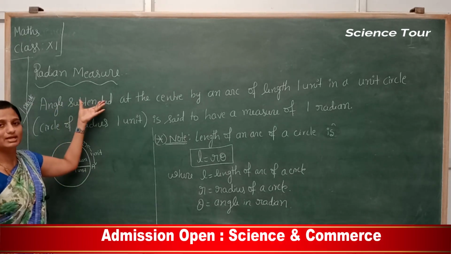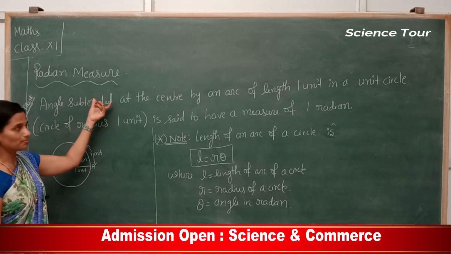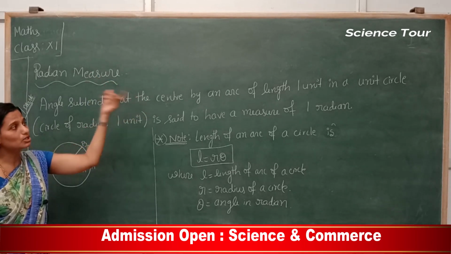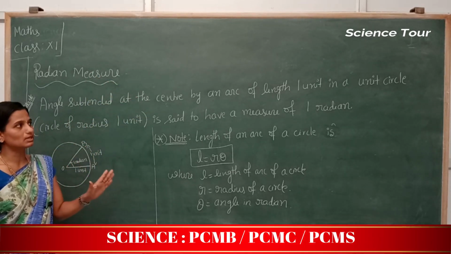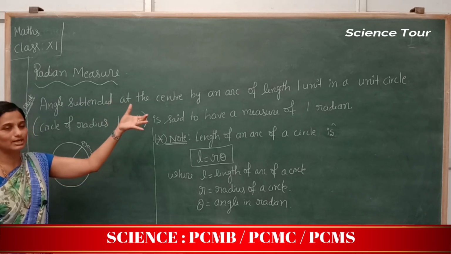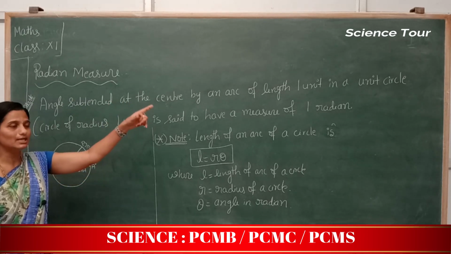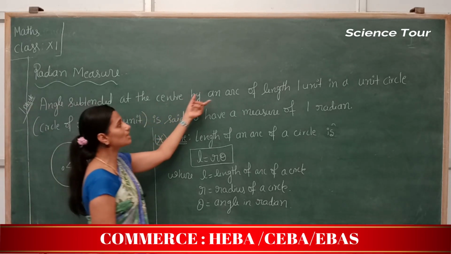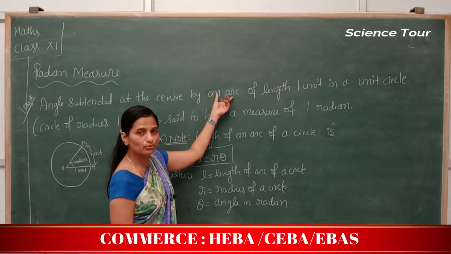So what is the radian measurement? Angle subtended at the center by an arc of length 1 unit in a unit circle. First we will see what this arc of length of unit is.